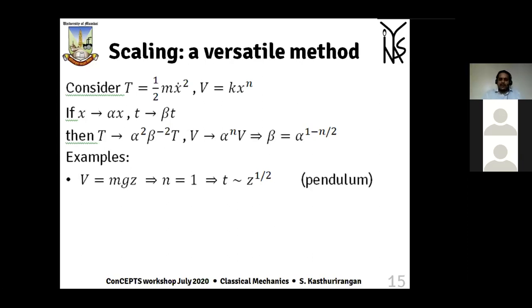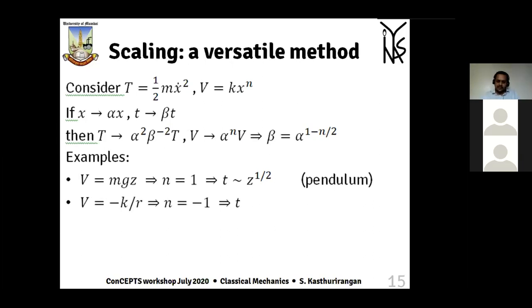This is exactly what you get for a simple pendulum in a gravity field. What is the time period of the simple pendulum? T is proportional to square root of L. So suppose you are told pendulum length is doubled, what will happen to the time period? This is a simple way to go about it. If you don't remember the formula, T is proportional to square root of L by g. If you don't know, then this is a way to arrive at the same thing.